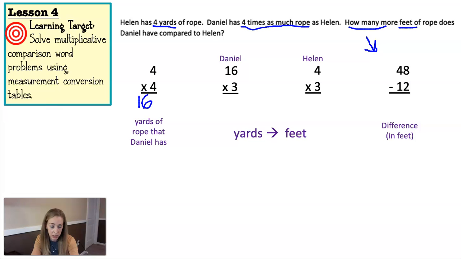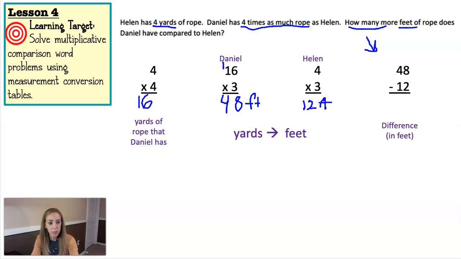And then because our answer has to be in feet, we're going to take all of the information we have about how many yards of rope they have for Daniel and Helen, and multiply them by 3, because we know there are 3 feet in 1 yard. Okay, 3 times 6 is 18. The 1, 3 times 1 is 3, plus 1 more is 4. So now we have how many feet of rope Daniel has, and then Helen has 12 feet of rope.